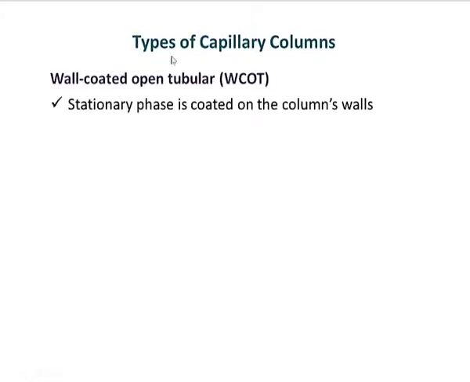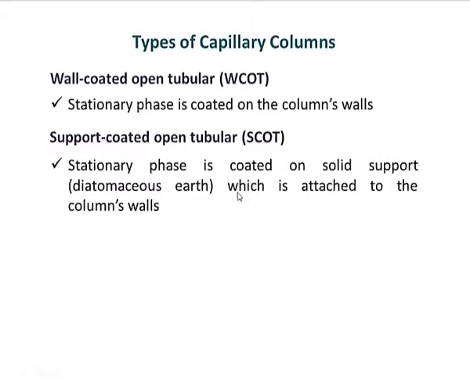Now, these capillary columns could again be of 2 types. They could be of the wall coated open tubular type, WCOT, in which the stationary phase is coated on the column's wall, and they could be support coated open tubular, SCOT, in which the stationary phase is coated on a solid support which is attached to the column's wall.